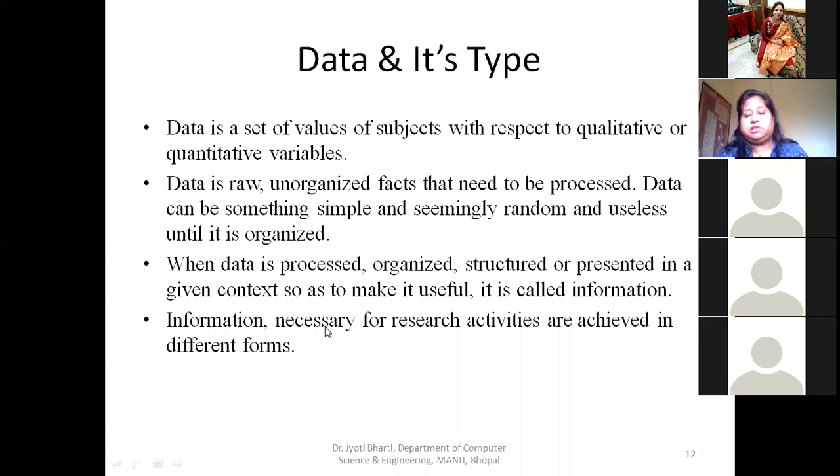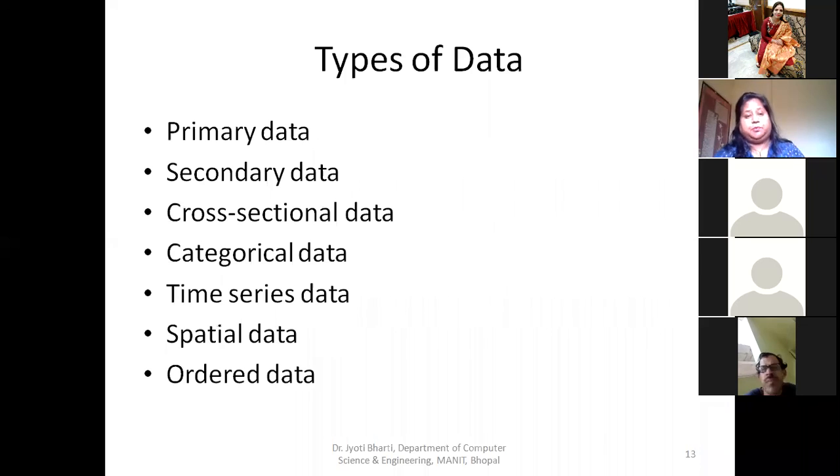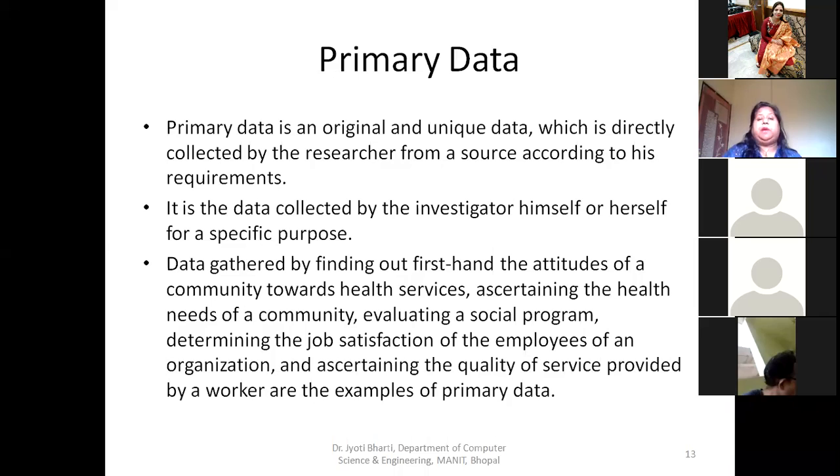Information necessary for research activities is available in different forms. The various types of data used for research are primary data, secondary data, cross-sectional data, categorical data, time series data, spatial data, and ordered data. Primary data is original and unique data which is directly collected by the researcher from the source according to the requirement.